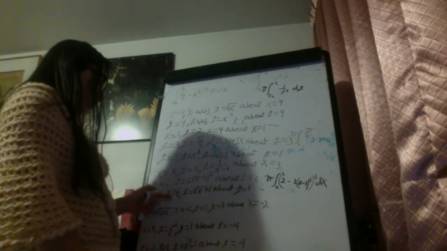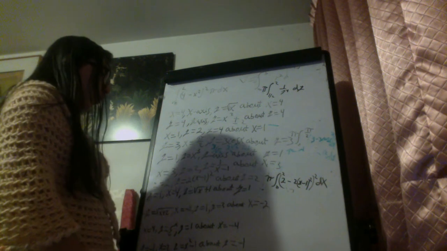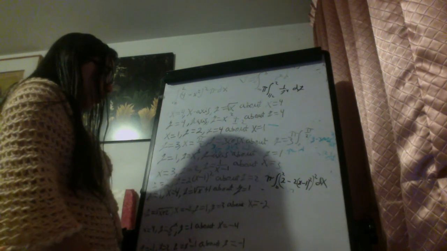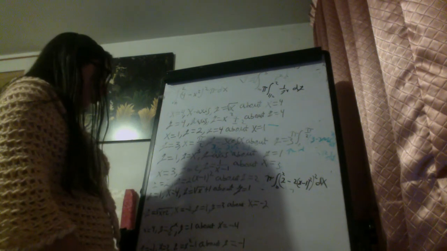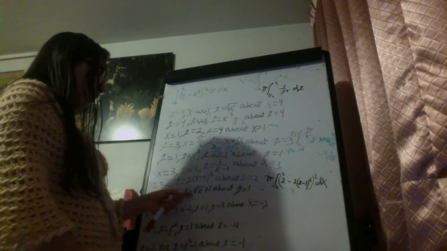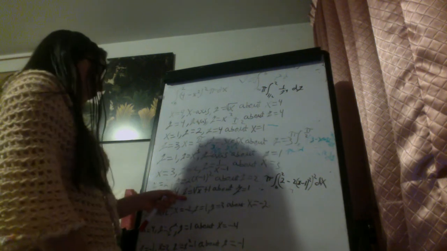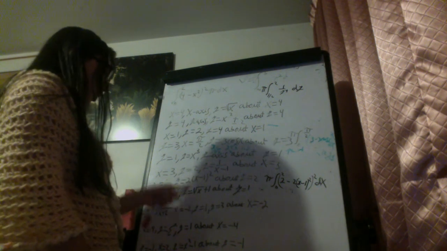The other one is the region between y equals 1, x equals 4, and y equals square root of x plus 1, about y equals 1. So everything again in terms of x. One of the bounds of integration is x equals 4. The other is when y equals square root of x plus 1 is equal to 1, so it would be 0.